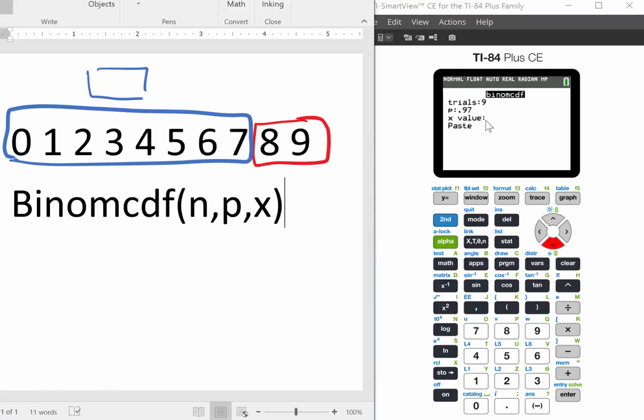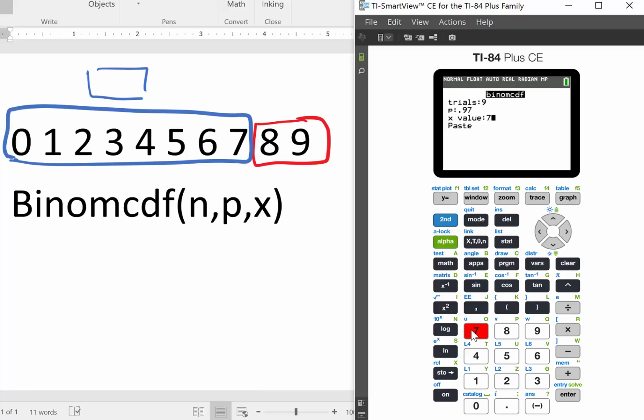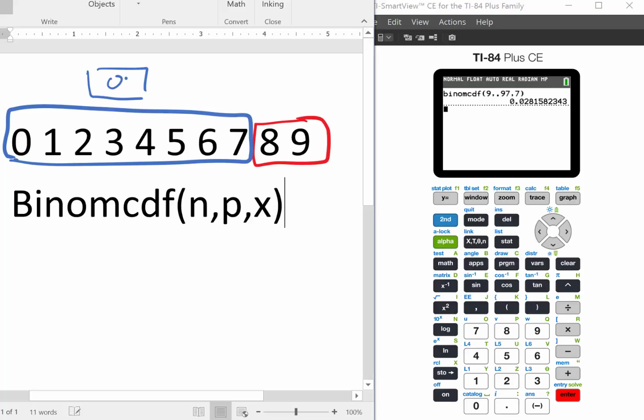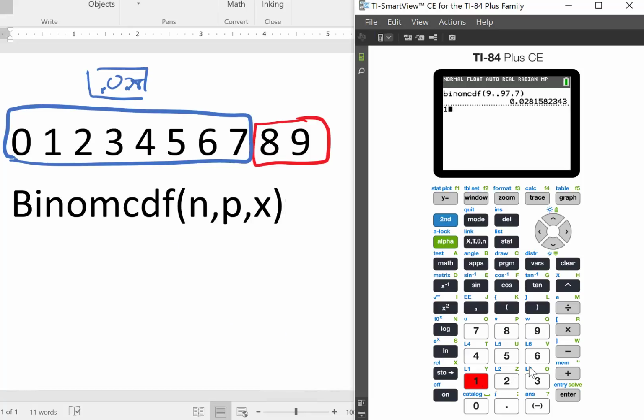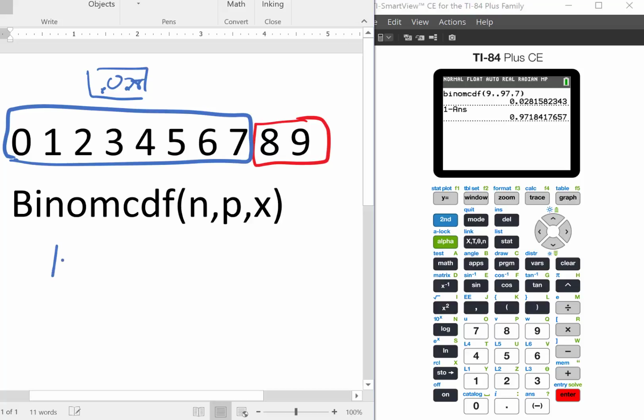So what I'm going to find is the x value here at 7. Okay, and I get 0.028. So the sum from 0 to 7 is 0.028. How do I find 8 and 9? I say 1 minus that. So I can say 1 minus, press second negative to get the answer, the last thing that popped up, and we get 0.972. So again, we did 1 minus 0.028 to get 0.972.